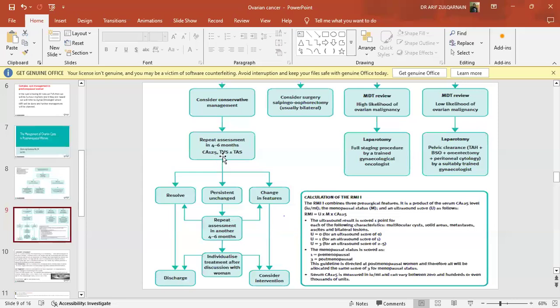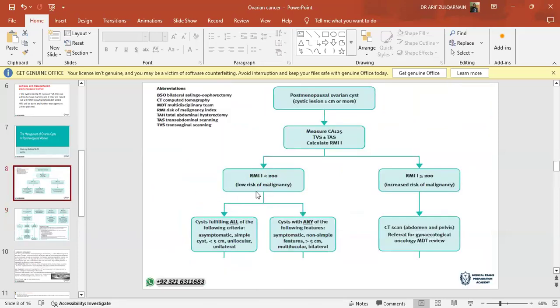And what will you do in conservative management? You will repeat the assessment in 4 to 6 months, in which we will do CA-125 along with transvaginal ultrasound after 4 months, and see if the cyst has resolved or not. If it has resolved, we will discharge the patient. But if there is any change in the features of the cyst, then we will consider intervention, that is, we will do MRI and plan the further management. And if the cyst is persistent and unchanged, then we can repeat the assessment in another 4 to 6 months, and we can individualize the treatment after discussion with the woman. So there are 3 fates.